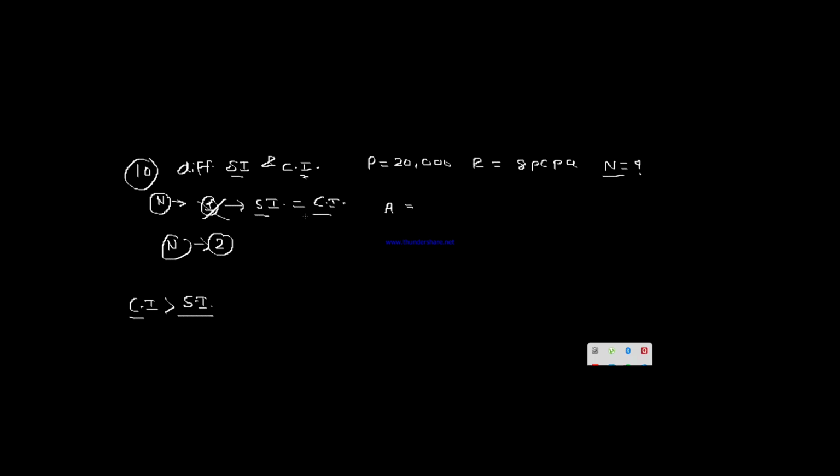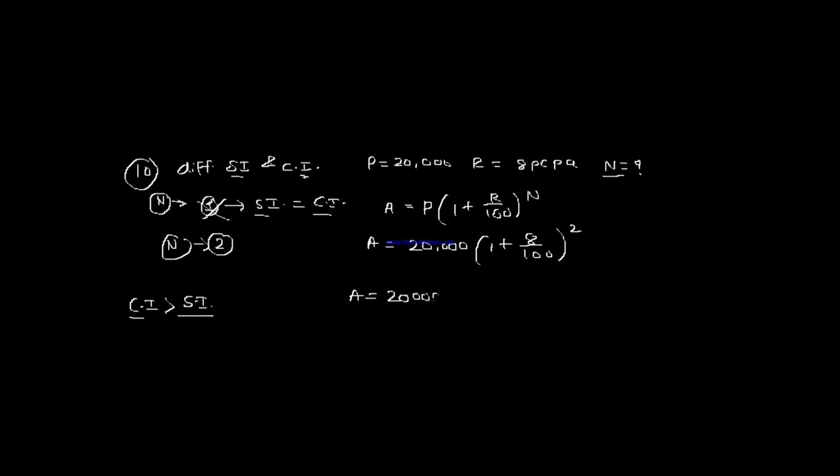So let's calculate the CI first of all, but to find the CI we require the A. So A equals P into 1 plus R upon 100 raised to N. A will be 20,000 into 1 plus 8 upon 100, raised to N, we have considered N as 2, right? So I will write 2 over here. Then 20,000, 4 2s are 8, 4 25s are 100, so here it will come 2 upon 25.